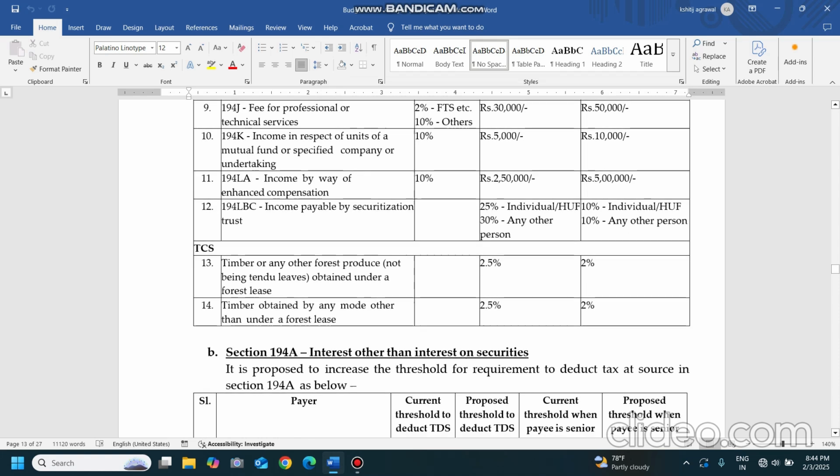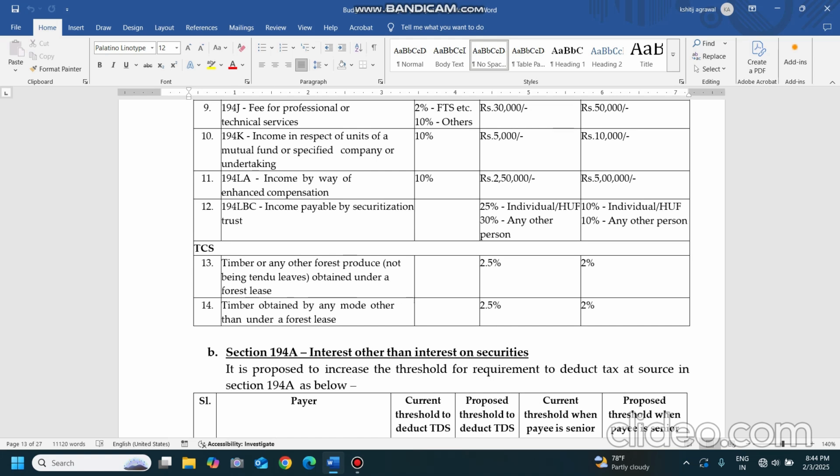Next, 194K, income in respect of units of mutual funds of a specified company or undertaking. Here also TDS was 10%, and they have proposed to increase the threshold limit. Earlier TDS was not required if the amount was up to 5,000. Now this amount is increased to 10,000. If any enhanced compensation is received under section 194LA, then 10% TDS was applicable if the amount was above 2.5 lakhs. Now it has increased to 5 lakhs.